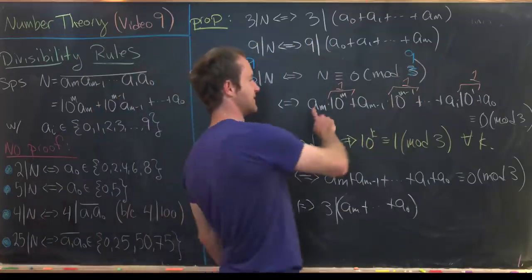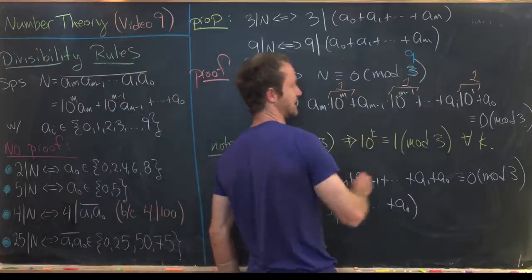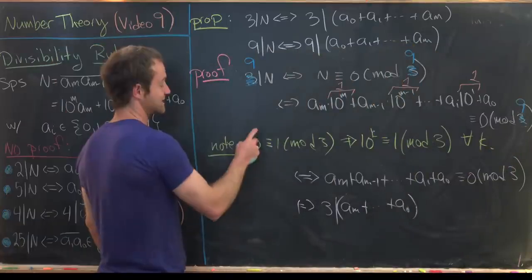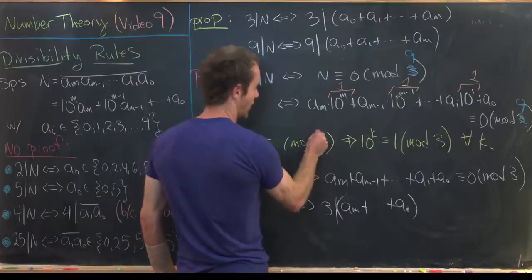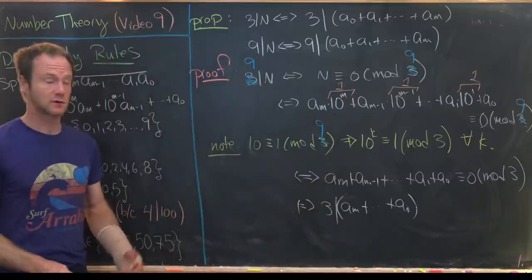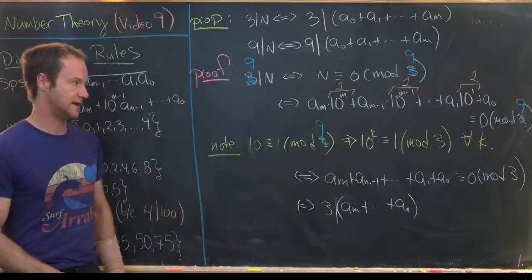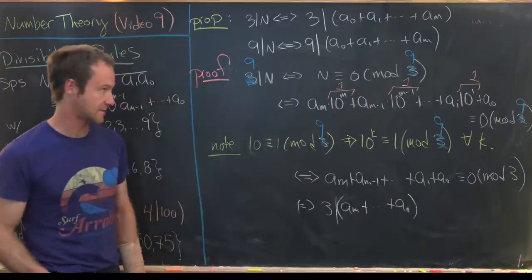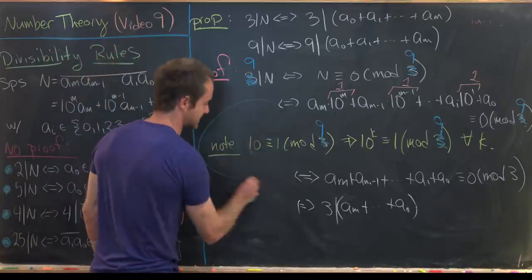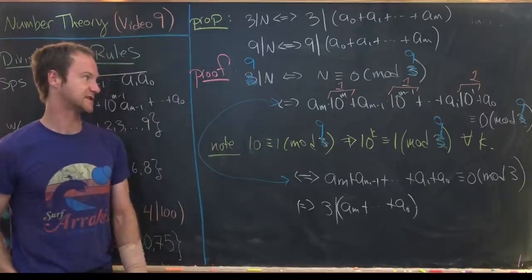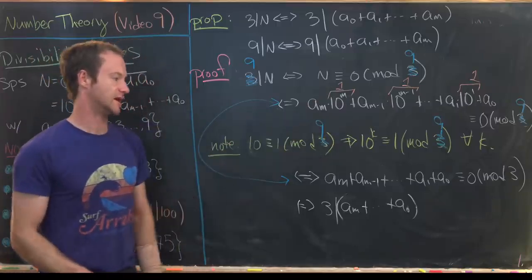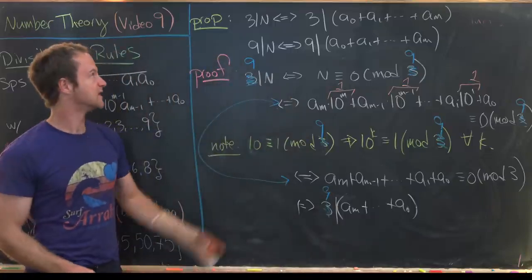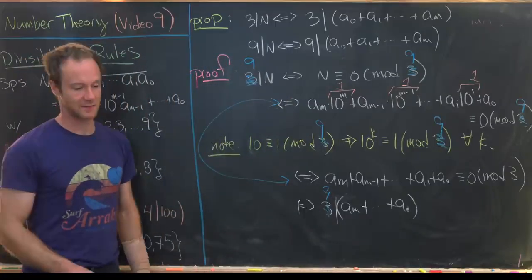But that's if and only if this sum, which is just the base 10 expansion of n, is congruent to 0 mod 9. But let's notice that 10 is congruent to 1 mod 9. So it's congruent to 1 mod 3 and 1 mod 9. But that means 10 to the k is congruent to 1 mod 9 for all k. But that means that this line is equivalent to this line because we can do this reduction mod 9. But that ends with 9 dividing this sum. So that's a quick proof of both parts of this proposition.